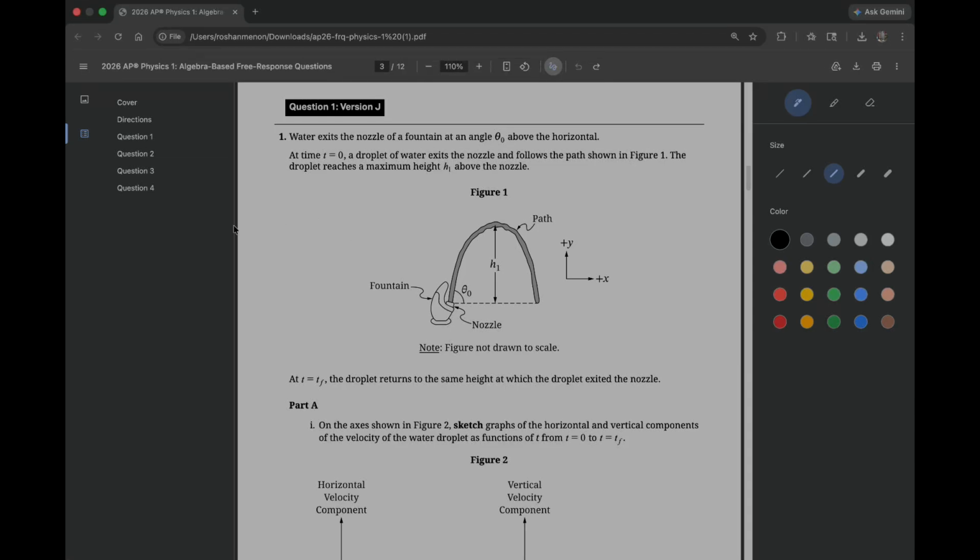Hi, this is Math in 5 and I'm going to be doing the AP Physics 1 2026 FRQ question. Let's start with question 1.